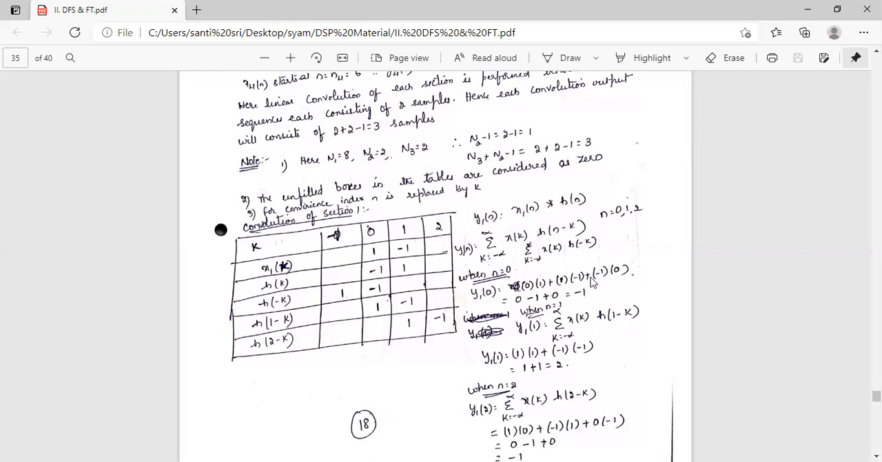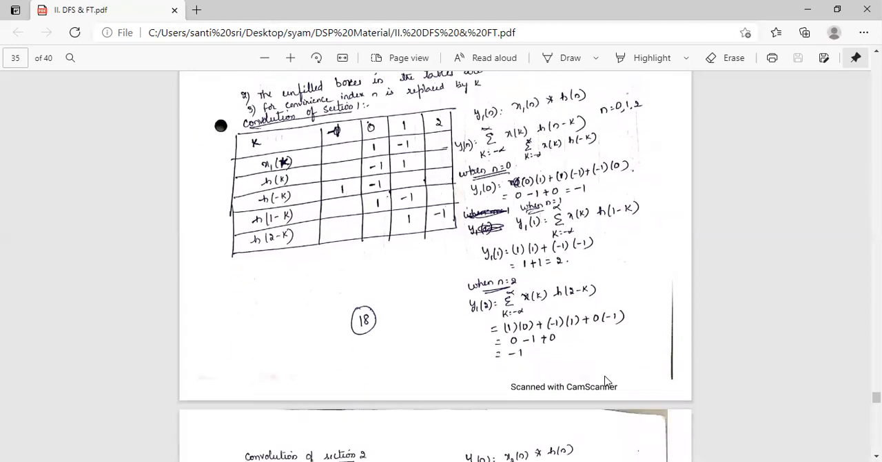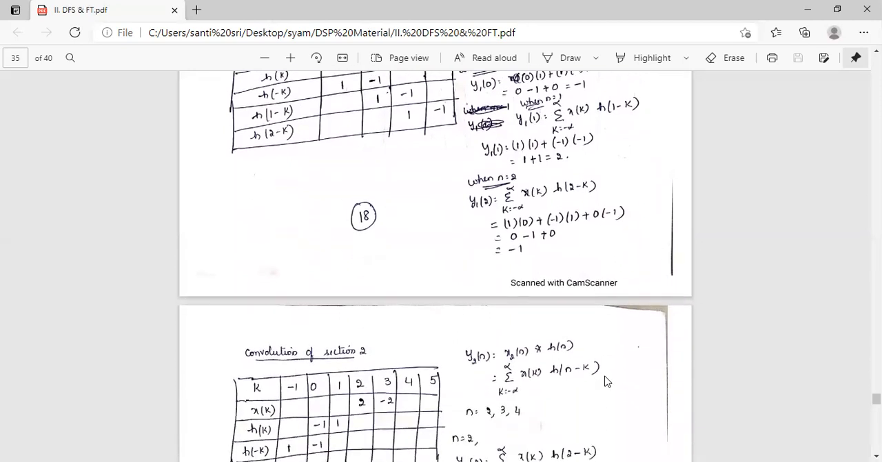So these two values, x of 0 into h of minus k values: 0 into 1, 1 into minus 1 plus minus 1 into 0. So it is minus 1. Similarly for y1 of 1, x of k values with 1 into 1 plus minus 1 into minus 1. Like this, you can find those values. And for n equal to 2, it is minus 1.